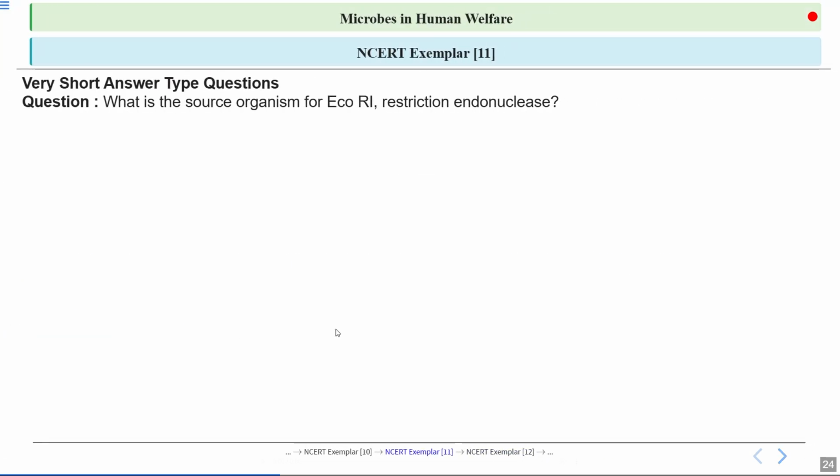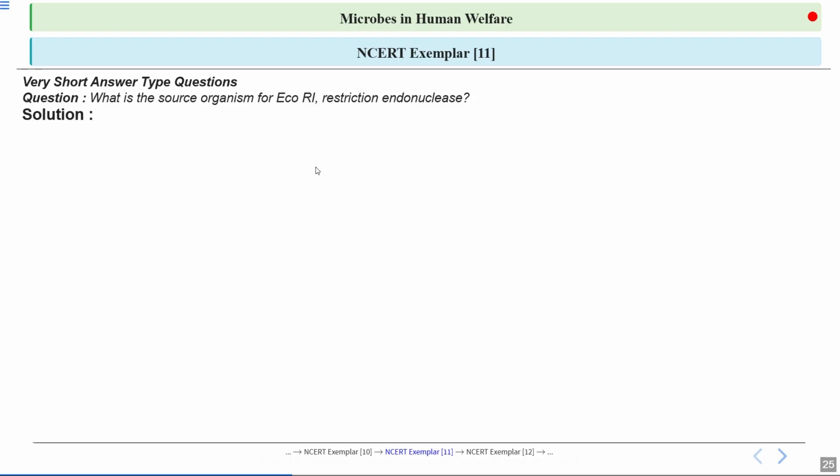Okay, let's discuss very short answer type questions. So the question is, what is the source organism of EcoR1, which is a restriction endonuclease? So these restriction endonucleases are used to cut the DNA at specific sites. Let's have a look at the answer. Okay, so Escherichia coli, this is a bacteria. Escherichia coli strain RY13 is the source organism for EcoR1. So the EcoR1 name is also derived from this bacterial strain.